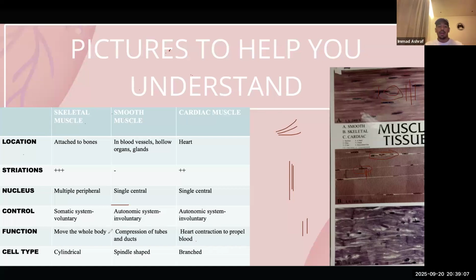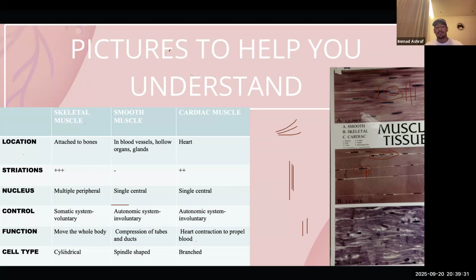It's autonomic. So the function of skeletal muscle is movement, smooth muscle compresses the tubes and the ducts. So for example, if the smooth muscle compresses an artery, what's going to happen? Your blood pressure is going to increase because the artery is getting narrower, right? So your blood pressure is going to increase. Similarly, the cardiac muscle is responsible for heart contractions.